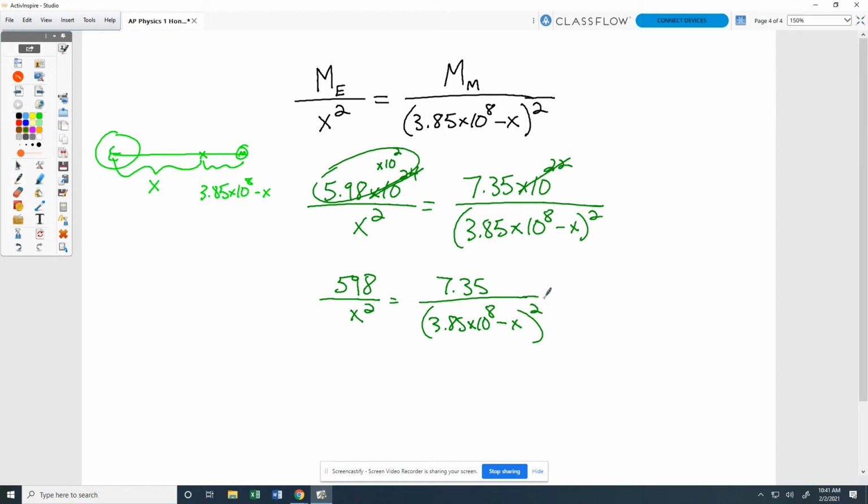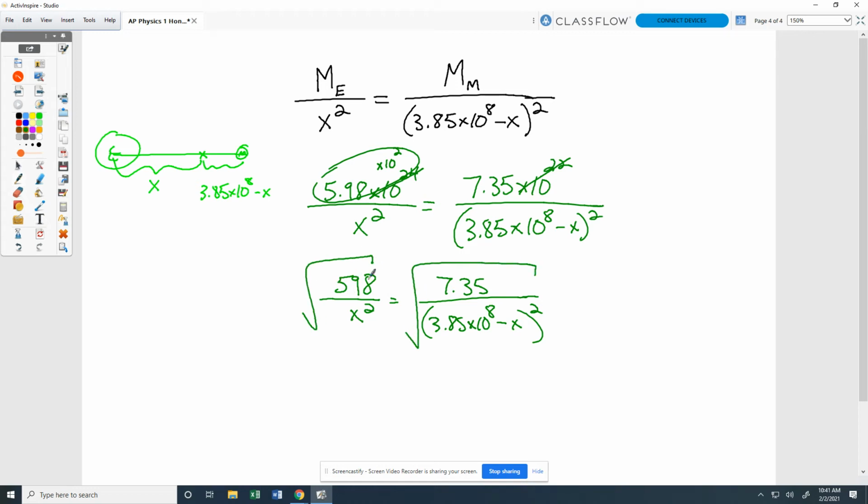Now at this stage, you have a couple of options. You can square root both sides, or you can cross multiply and then eventually square root. To start this off, I'm going to go ahead and square root both sides because I think it's going to be a little bit easier. So I'm going to square root the left side, and I'm going to square root the right side.